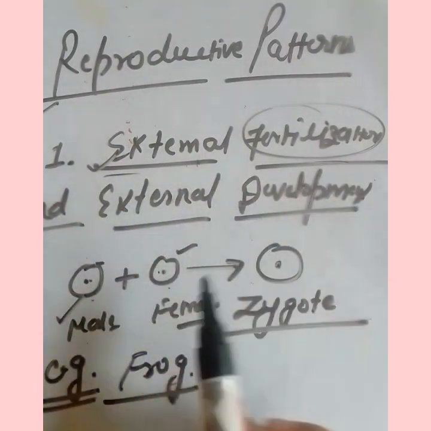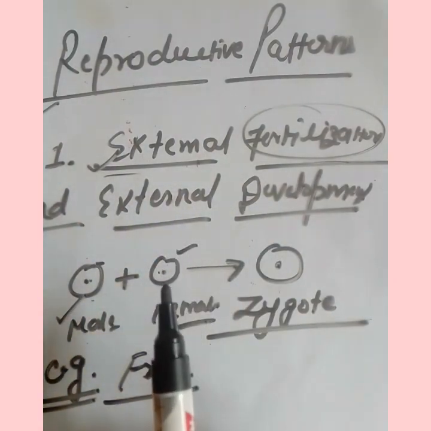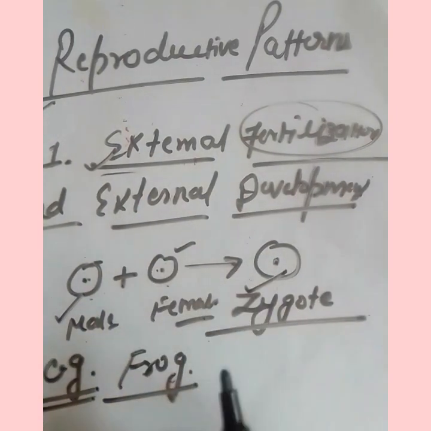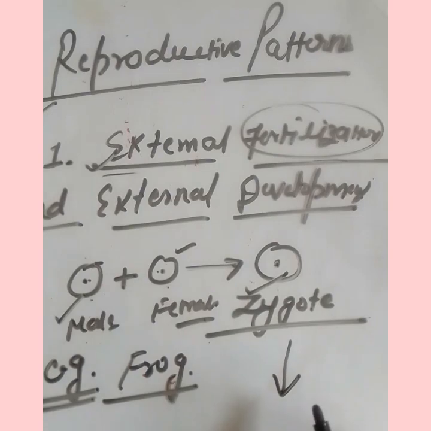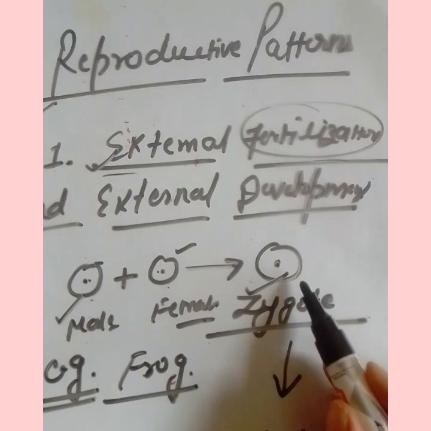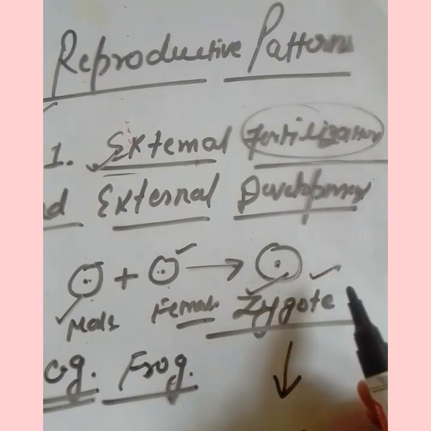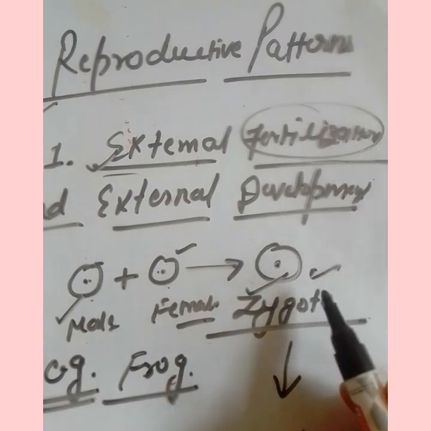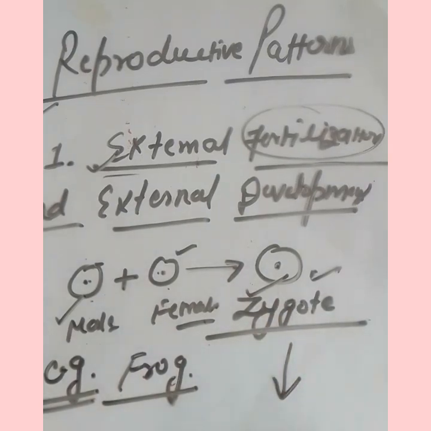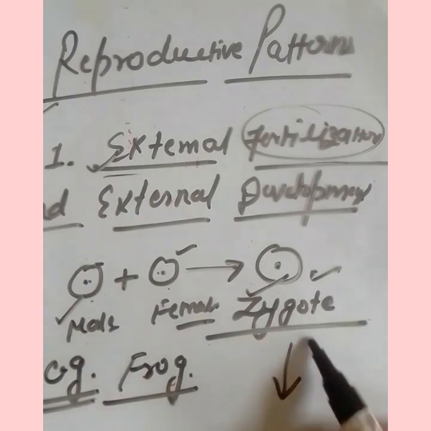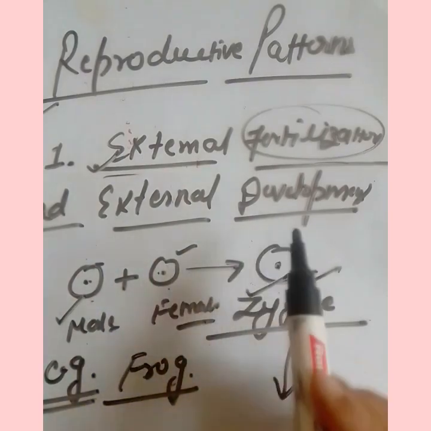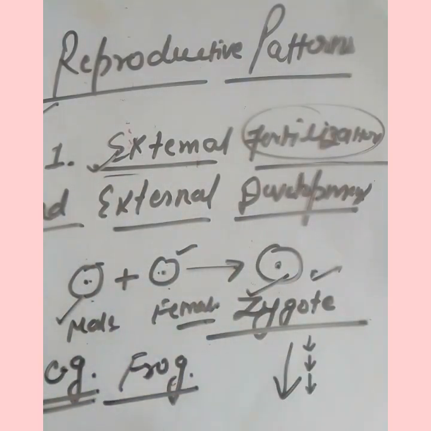So it doesn't occur inside the body of the organism, it occurs outside the body. Now this zygote will later form a new frog. As it is present in the surrounding water, it will grow here only, and further develop into the new individual by going through several stages. So external fertilization and external development are there.